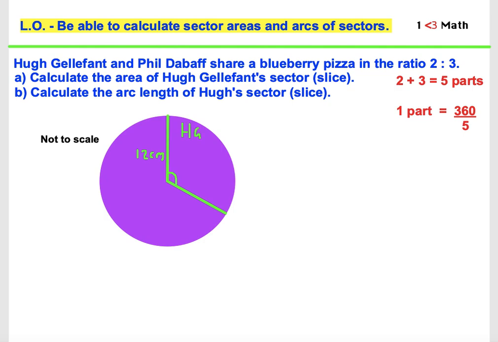So we've got Huge Elephant's 2-part sector, and we've got Fill the Bath's 3-part sector. Now it's Huge Elephant's sector that we're going to focus on, as that is what the question indicates that we need to do. So 360 divided by 5 is 72. That means one part is 72. 2 parts are going to be 72 multiplied by 2. So the angle of Huge Elephant's sector is 144 degrees.